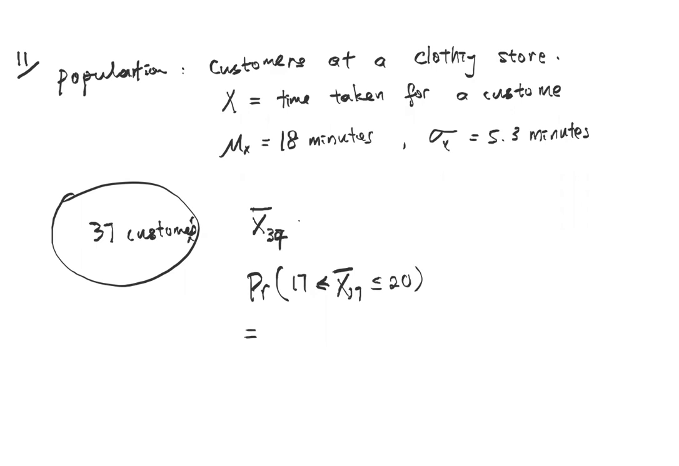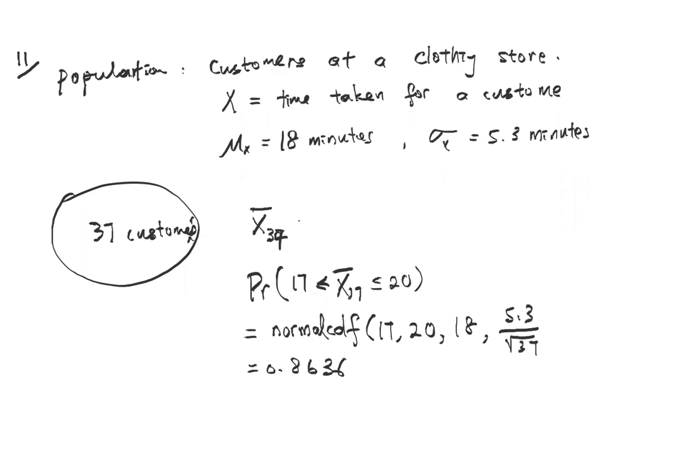Yes, Christopher, answer. Since you are chit-chatting, you got time to chit-chat, it means you have the answer already. 0.8636, correct or not? Okay. Christopher, tell me, what must I write? Normal CDF, some more? 17, 20, 18, 5.3 over root 37. Done.